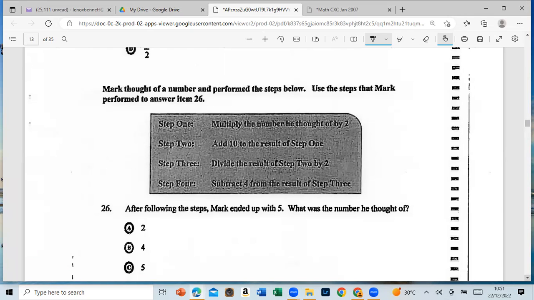Step 1, multiply the number he thought of by 2. Step 2, add 10 to the result of step 1. Step 3, divide the result of step 2 by 2. And step 4, subtract 4 from the result of step 3. After the following steps, Mark ended up with 5. What was the number he thought of? Show me the working for this one, guys. All right. We have time.